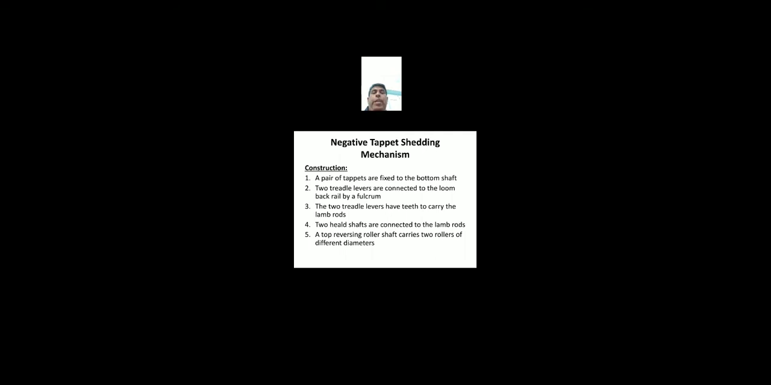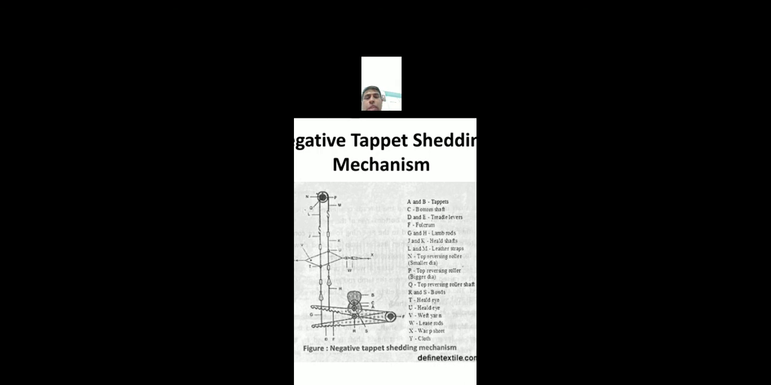First point: a pair of tappets are fixed to the bottom shaft. Please observe here, A and B are the tappets, they are fixed to the bottom shaft.